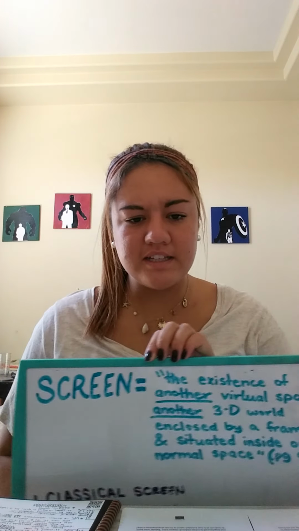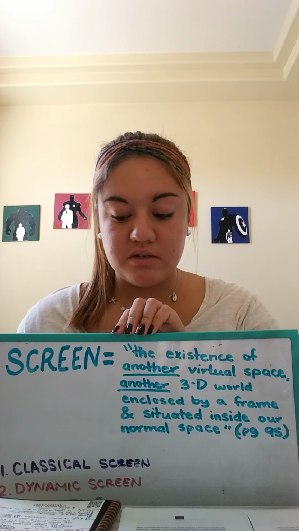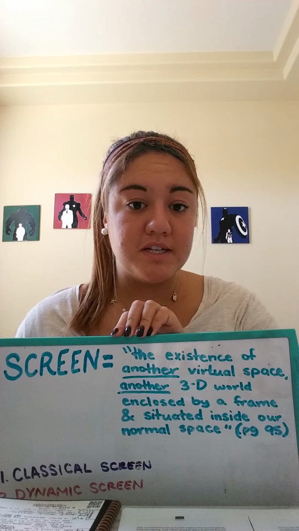And the screen, you could just think of like your computer or your tablet, your phone, the TV, and those are all examples of screens. But I wanted to talk about the definition that the book says. On page 95, it says the existence of another virtual space, another three-dimensional world enclosed by a frame and situated inside our normal space. So that's our definition from the book, which is really important. And so that's what a screen is.